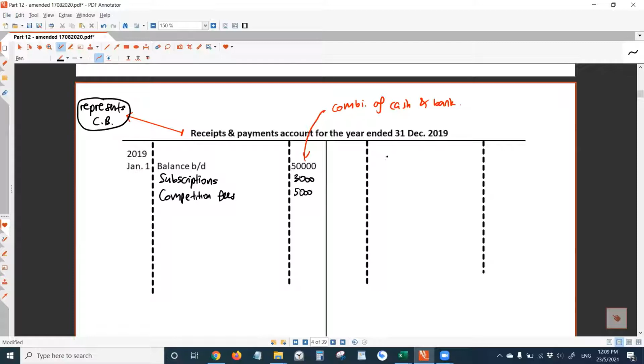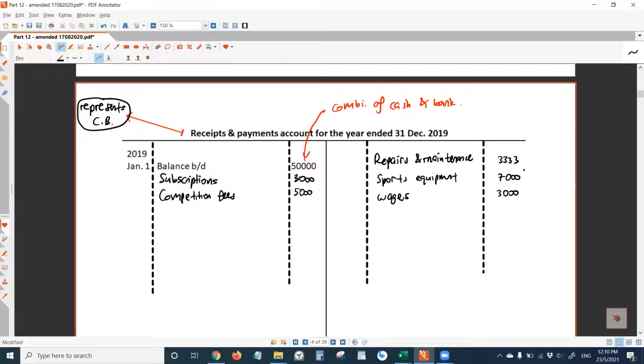When you make payment, what should you do? You credit this account, just like what you do with the cash book. Except that there's no cash column, there's no bank column. So assume that you pay for repairs and maintenance. So you credit this account. Maybe 3,333. Another day, you bought extra sports equipment. Maybe 7,000. Another day, you pay for the wages to those people who spend time managing the club, maybe 3,000.